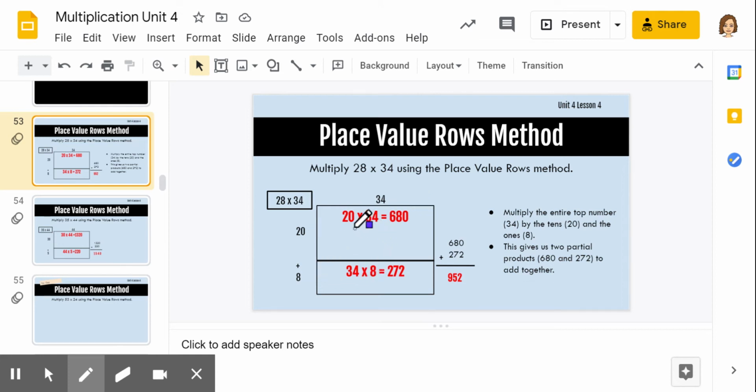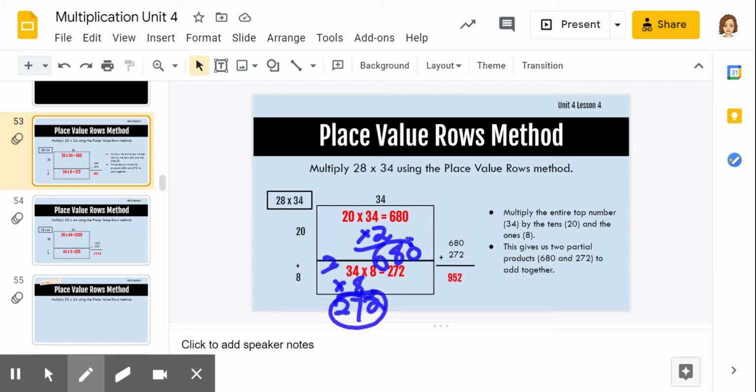So if I were to multiply 20 times 34, it's basically like 34 times 2. I'm going to get my pen. There we go. It's like multiplying times 2. 4 times 2 is 8, 3 times 2 is 6, and then the 0 from the 20 makes it 680. That's how I got my 680. And then it's 34 times my 8. 8 times 4 is 32, carry my 3. 8 times 3 is 24, plus the 3 is 27, so 272.